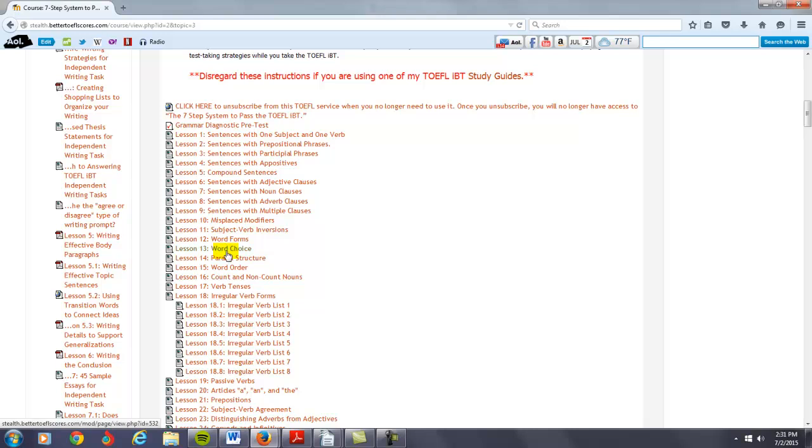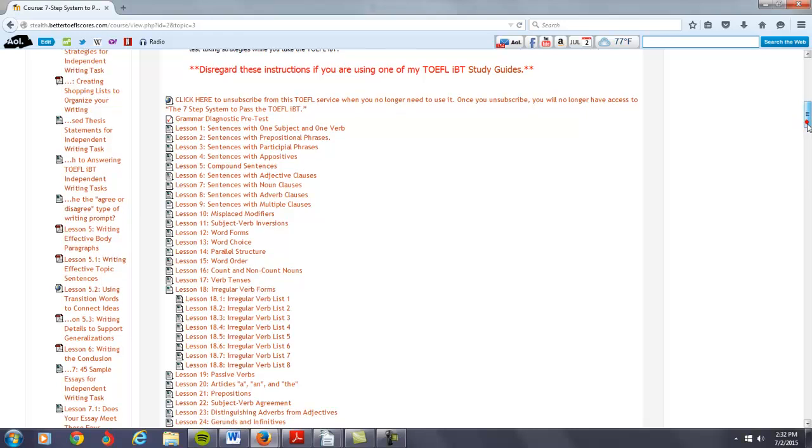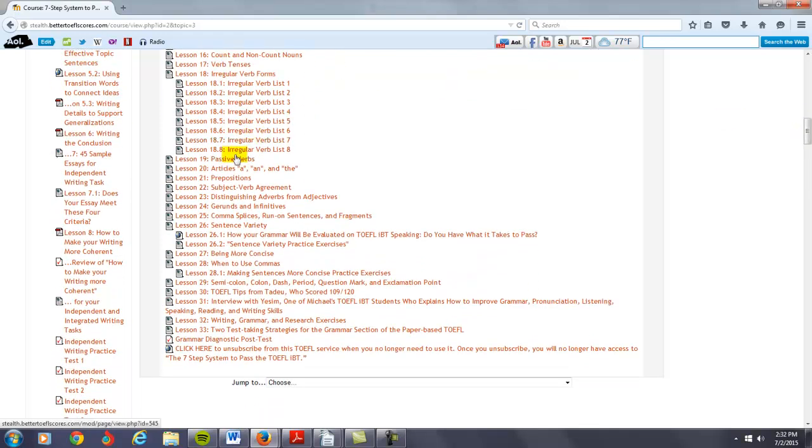The next one is word forms. Lesson number 12, I think you can definitely improve there. Big time. Parallel structure. Also word choice. So 12, 13, 14, I think word forms, word choice, parallel structure. Verb tenses, lesson 17 is important for you. I think you also had problems with passive verbs, also prepositions, subject-verb agreement. Gerunds and infinitives is also something that you can work on. This is a major problem right now, being more concise, lesson number 27. And I think that's it.